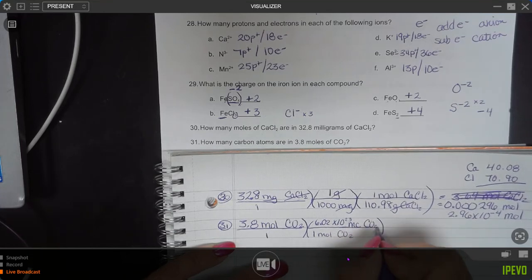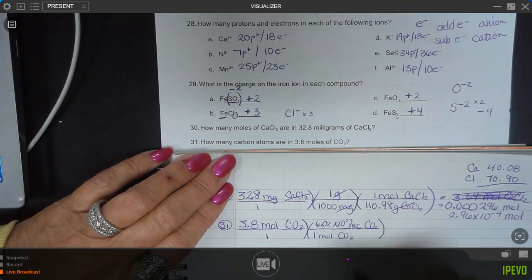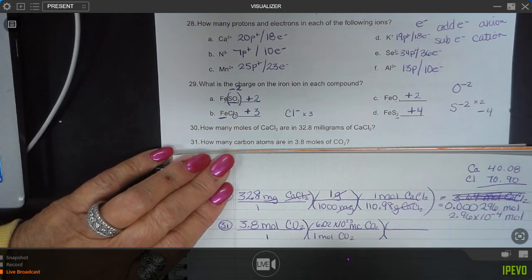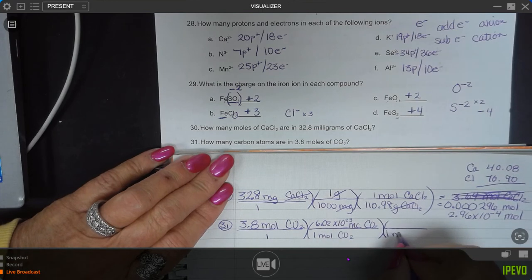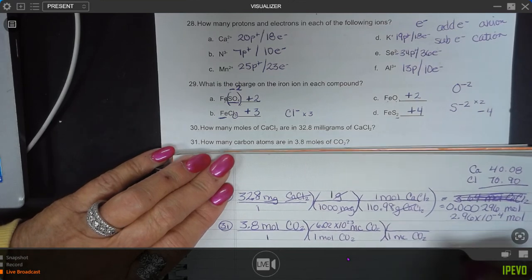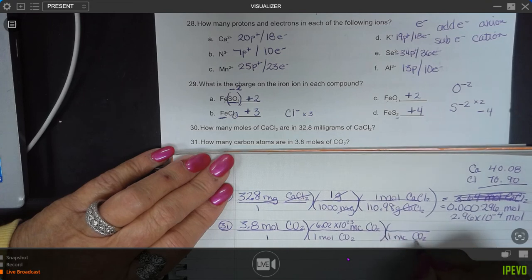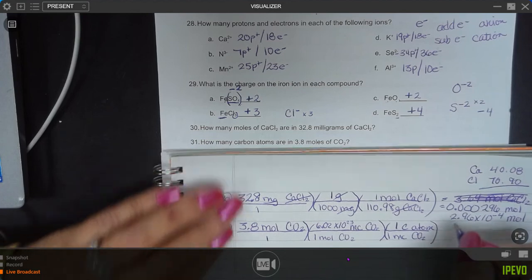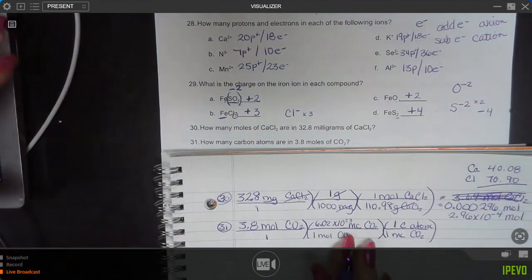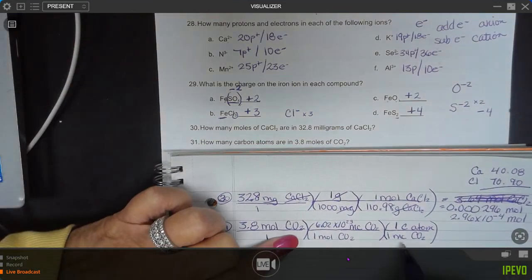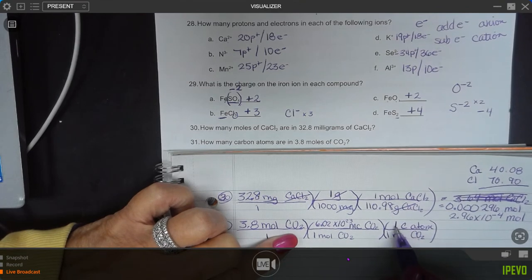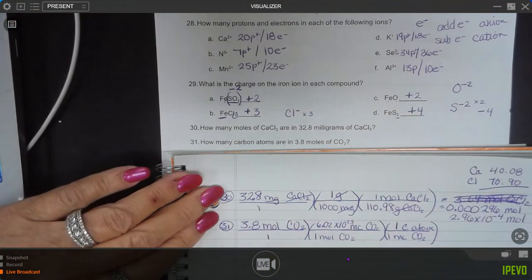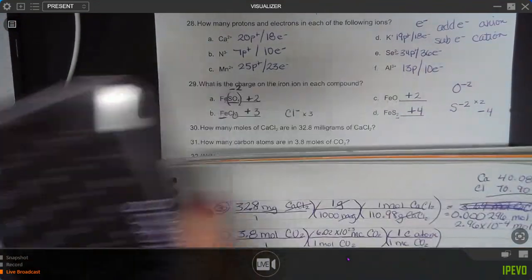Now it's asking us how many carbon atoms. So here's the conversion you need to think about. 1 molecule of CO2 contains 1 carbon atom. If we were looking for oxygen, we would do 1 molecule of CO2 is 2 oxygen atoms. So that's how you are going to do this calculation.